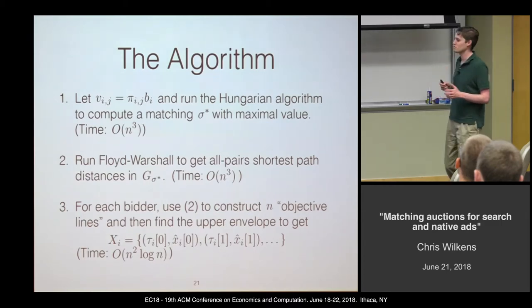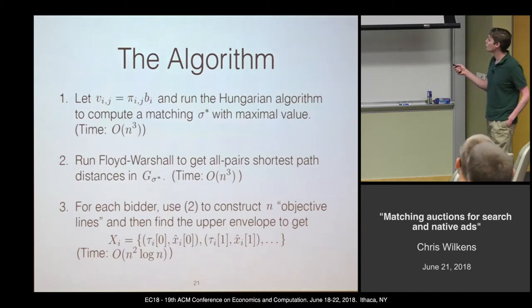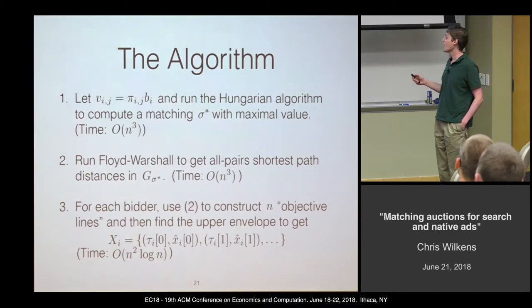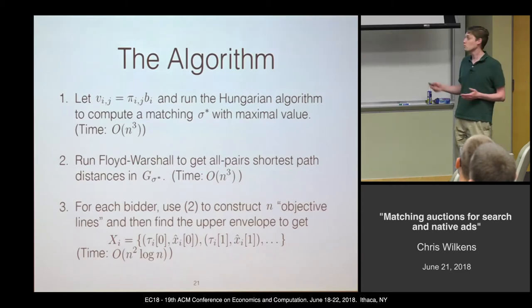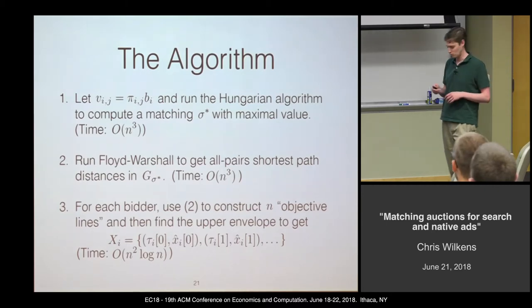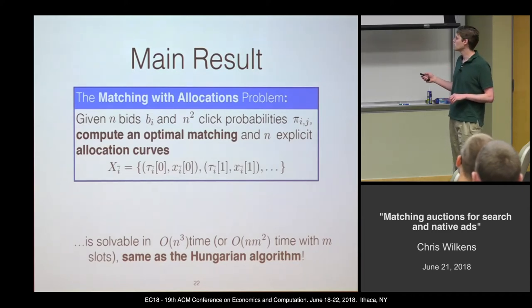I thought this was just something for introductory algorithms. I was actually personally surprised when I had to use it. Fortunately, this runs in n cubed time, same as the Hungarian algorithm. Once I have all these distances, for each bidder I'm going to compute an upper envelope, in n squared log n time, and then we can go downstream and compute whatever prices we want. Okay, so this is our main result. We can solve this matching problem in n cubed time.